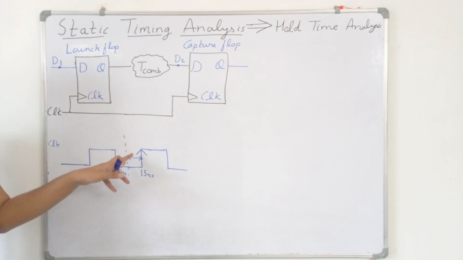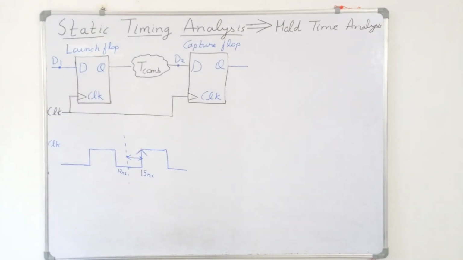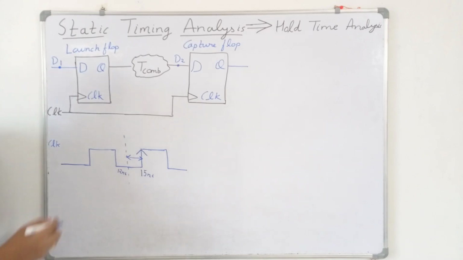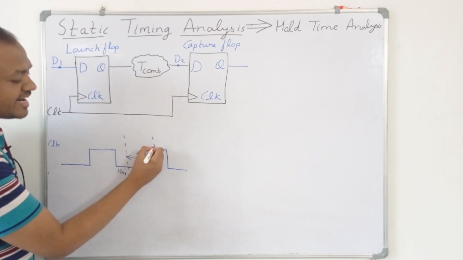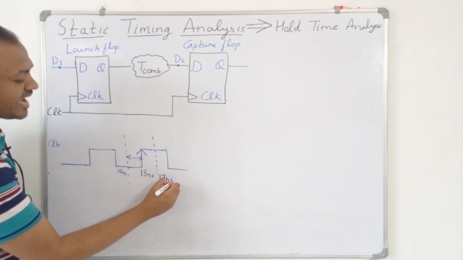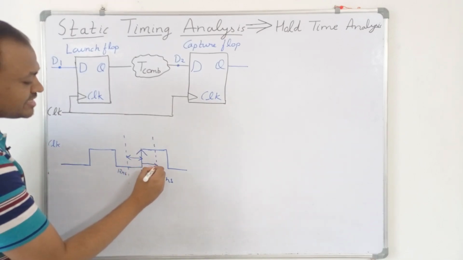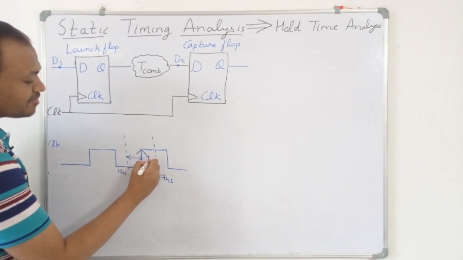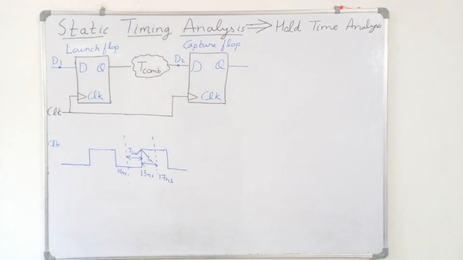Then the hold time. The hold time is the minimum amount of time after the arrival of the clock edge for which the data must be stable. Let's suppose the hold time is 2 nanosecond. So the data must be stable till 17 nanosecond because the hold time is 2 nanosecond. So this is called the hold time, and this is called the setup time.